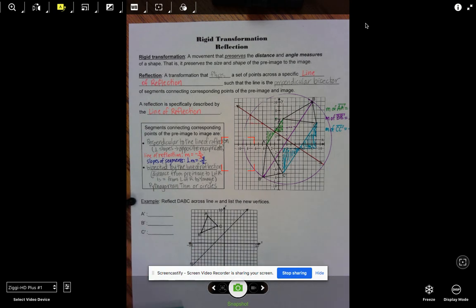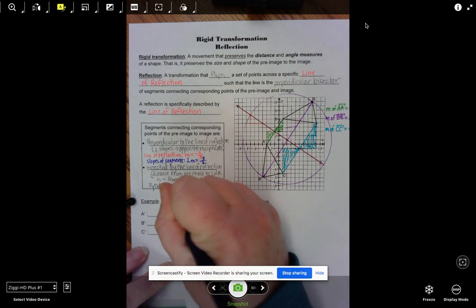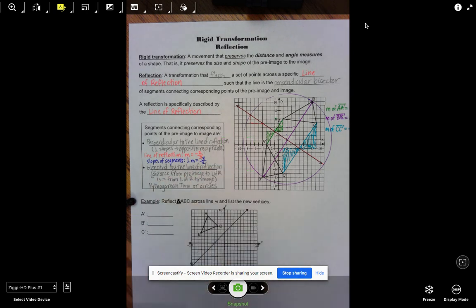Okay, so we're going to do another example here. We want to reflect this triangle across line M and list the new vertices. And this should say triangle, not D. I don't know what happened there. So this is triangle ABC across line M.